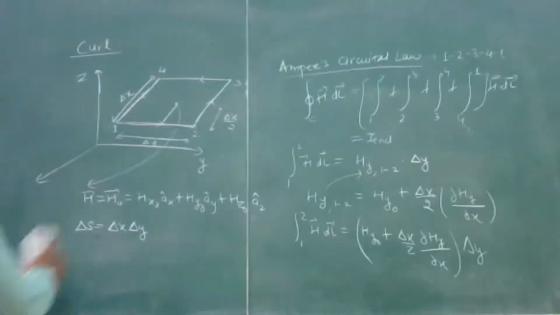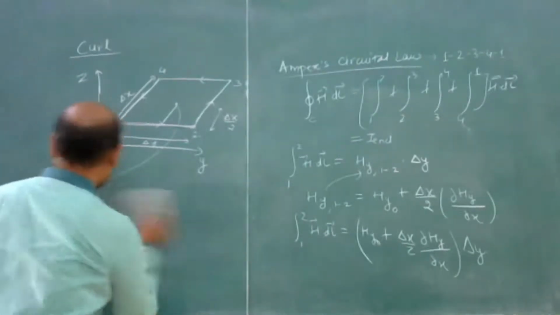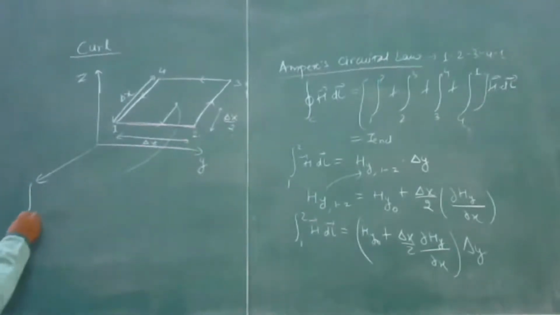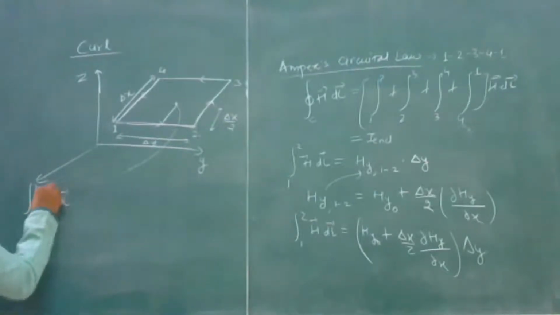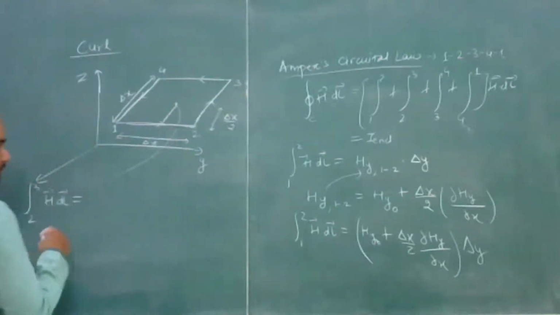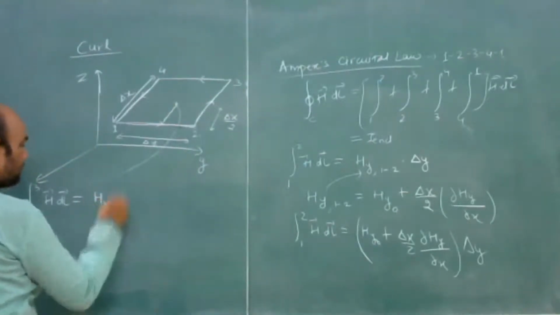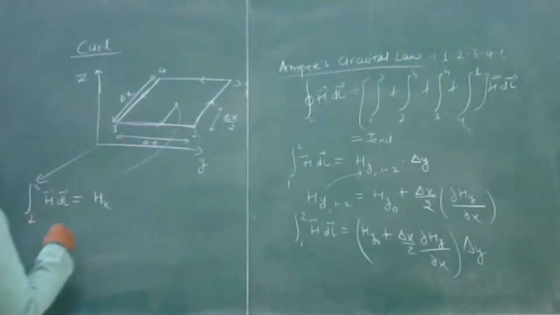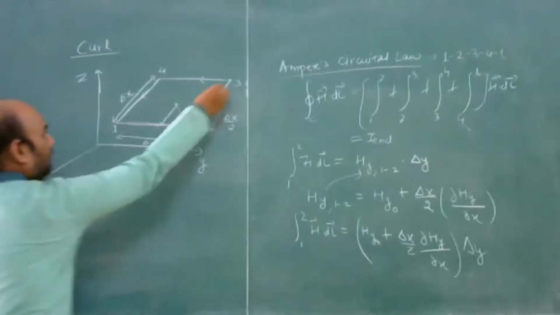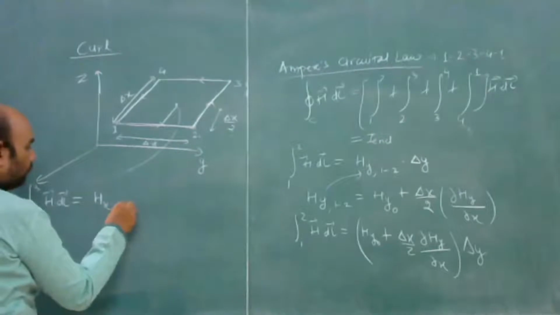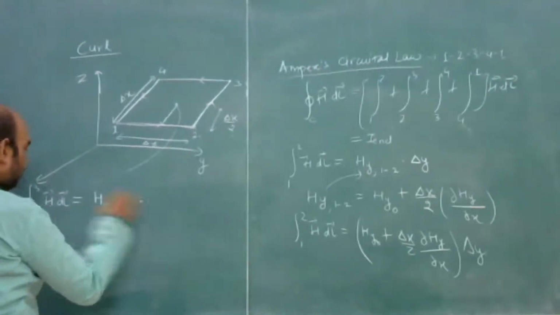So now we will find the value of the next line integral from 2 to 3. So again it will be Hx. Now it is along the x-axis, it is parallel to this x-axis. This will be Hx from 2 to 3, and the length dl.